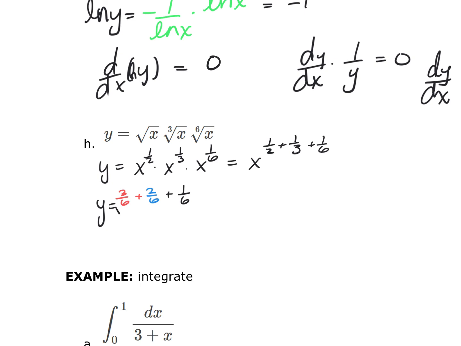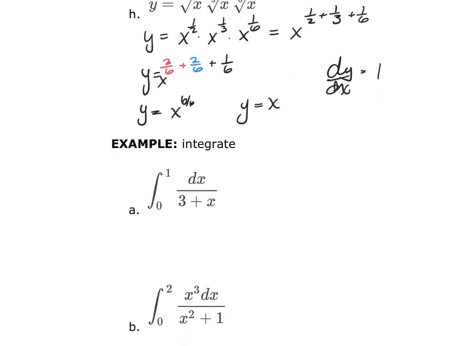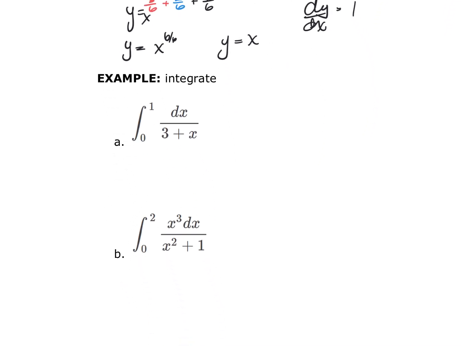Oh, don't forget my x. There's my x raised to the. So I end up with y is equal to x raised to the 6 over 6. So y is equal to x, and dy/dx is equal to 1. And I think that's going to be much easier than trying to take the natural log of both sides, but it's up to you. Now we're ready to do the integration.